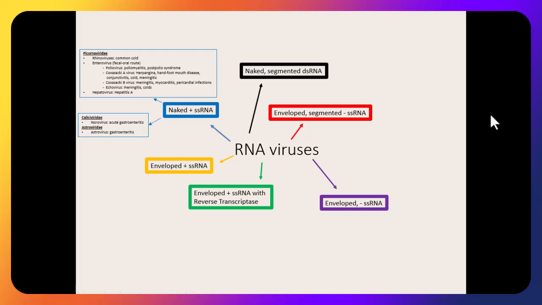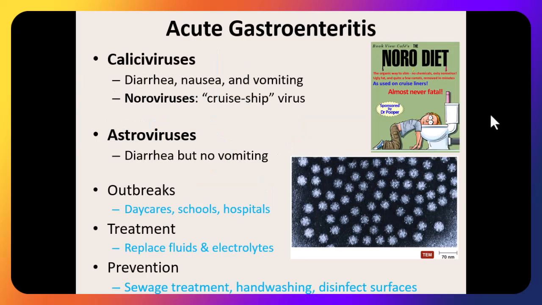Our next group, the Caliciviridae and the Astroviridae, we usually talk about them together because they generally cause the same type of disease. GI issues. Okay, lots of diarrhea, maybe some vomiting. So the Calicivirus family, there are lots of virus strains in here. The most commonly known one are noroviruses.